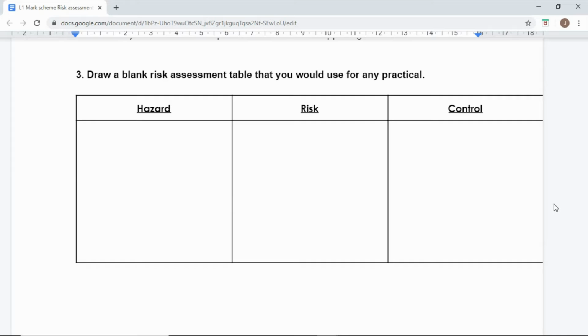Number 3 wants you to draw a table for a risk assessment you could use for any practical. That will need to feature the first column with hazard, the second column is going to be risk, and the third column is going to be control.